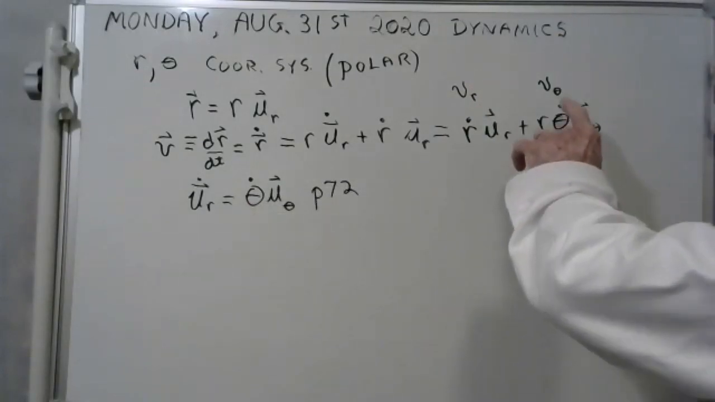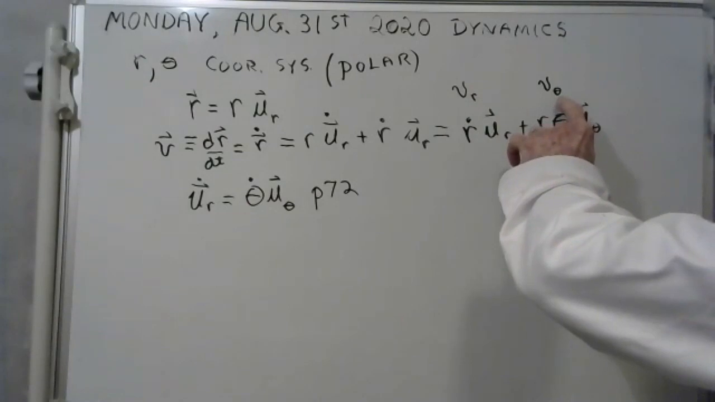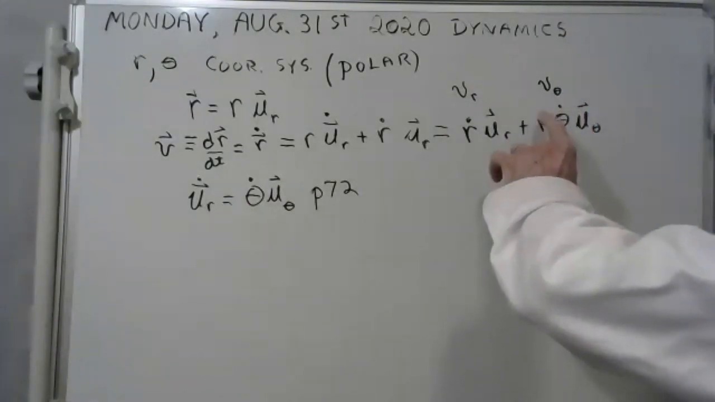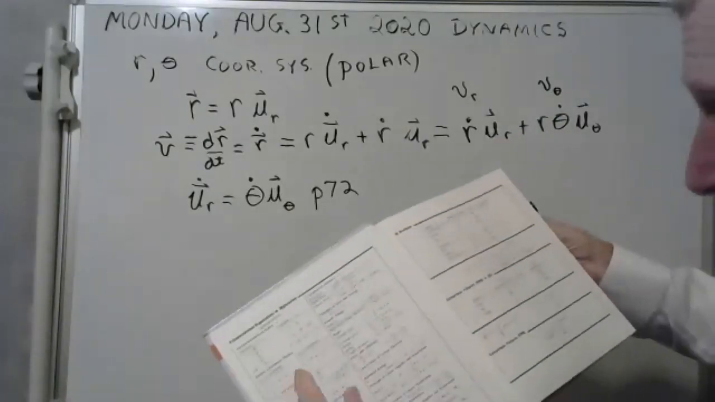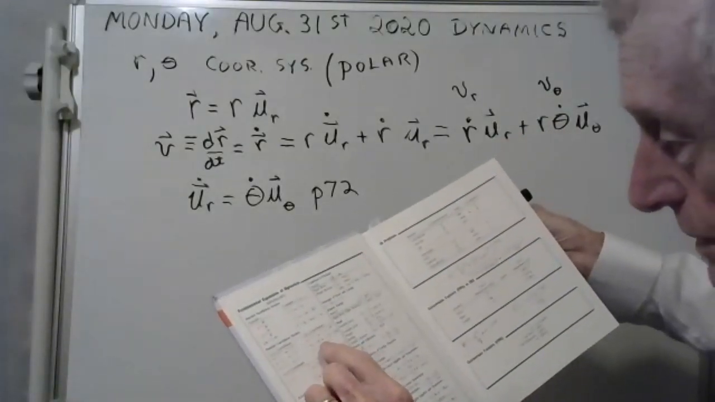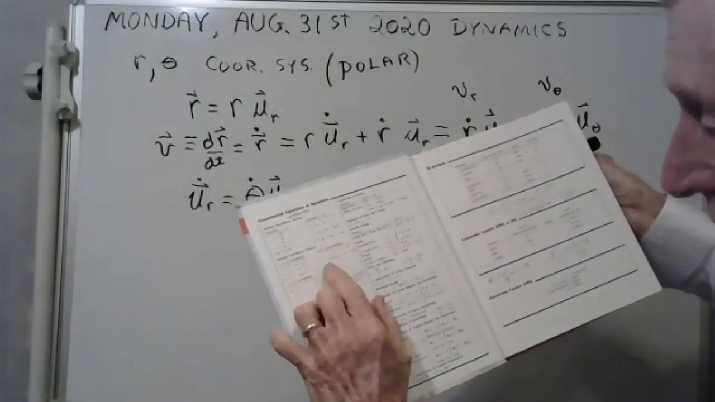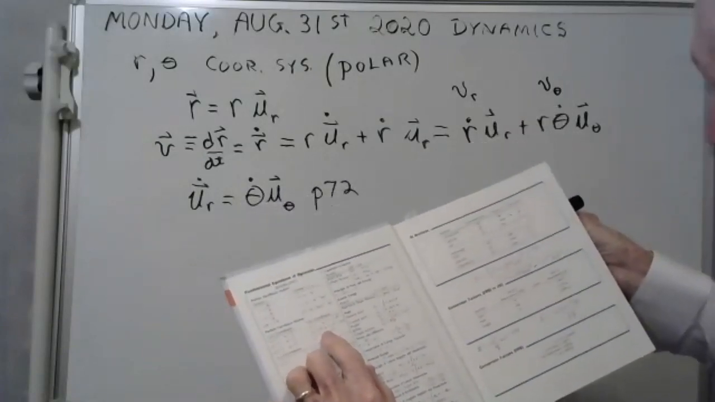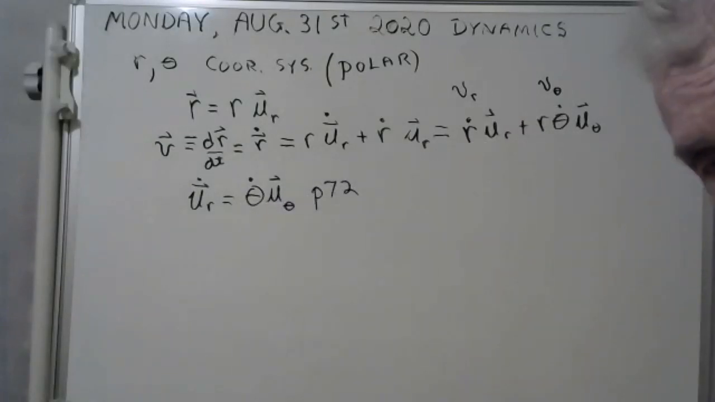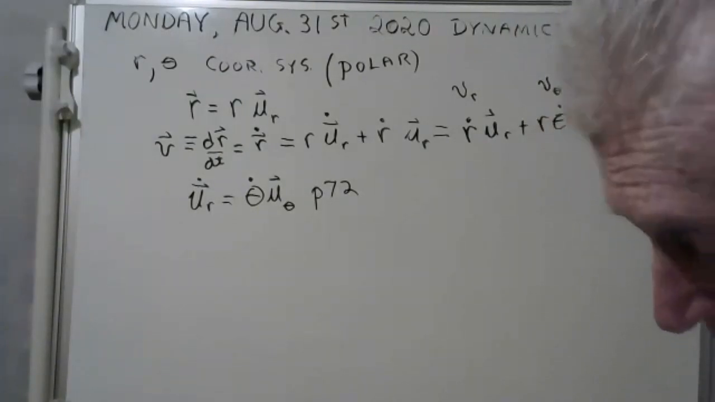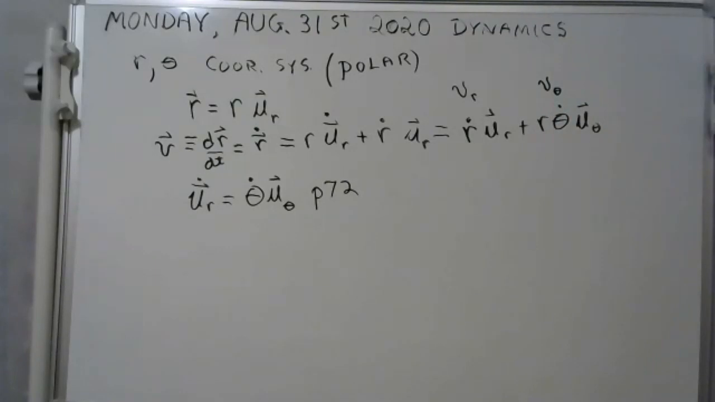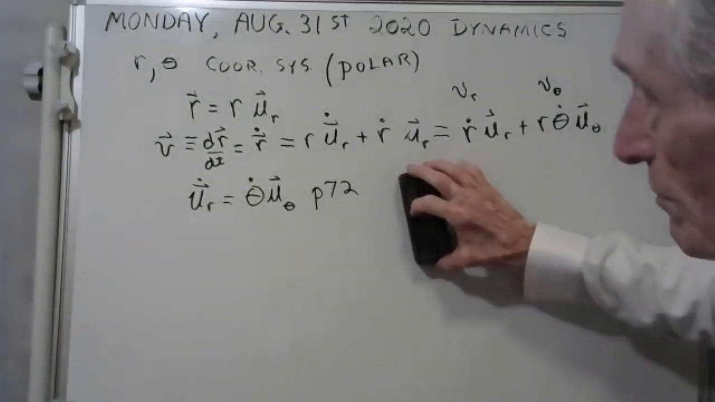What about this one? This is the transverse component of the velocity, r theta dot. Let's see if I can find that. By Jove, there it is. V sub theta is equal to r theta dot. There it is. Ta-da. We just got the nice formula for that. Isn't that nice? Okay, so what? Well, let's get the acceleration, and then we'll work some problems.